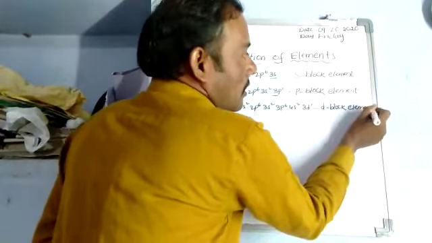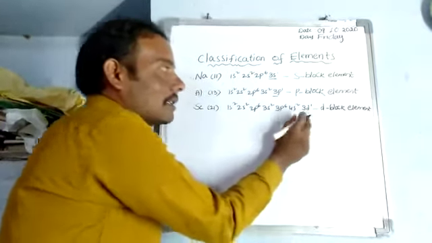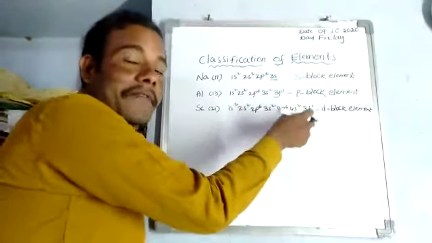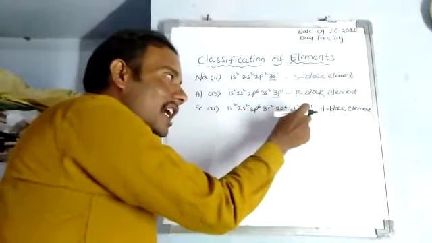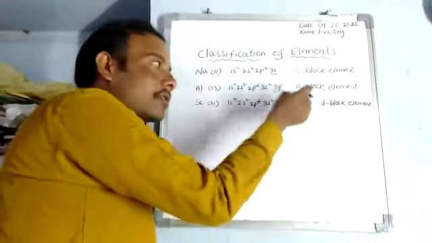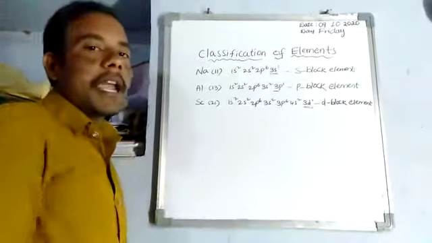So here the last coming electron or the differentiating electron enters into the d orbital of the valency shell. So this belongs to d block element, scandium.